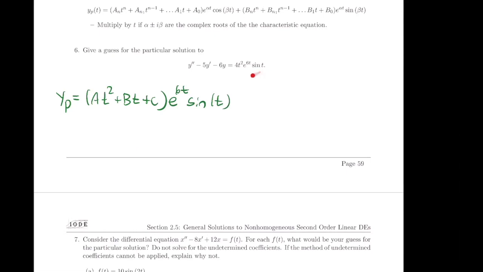Yeah, so when we have these trig functions, we need to include both the sine and the cosine in it. So that goes here too. I also want to include the cosine piece of this. And so for that, we could have different coefficients. So I use different letters for these undetermined coefficients. And here I would have e to the 6t times the cosine of t.